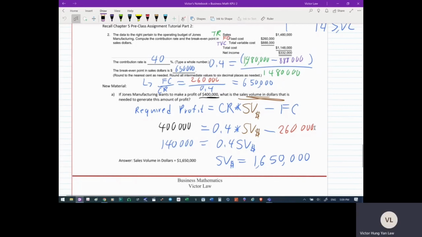Once we have these three numbers, we can solve for the last number, which is the sales volume in dollars. We can rearrange the algebra. We move the 260 over to the left side, so we have 400,000 minus 260,000. That gives you 140,000 on the left side, and that equals 0.4 times the sales volume. Then we divide both sides by 0.4, and you're going to get sales volume in dollars of 1.65 million. And that's part A for example 2.